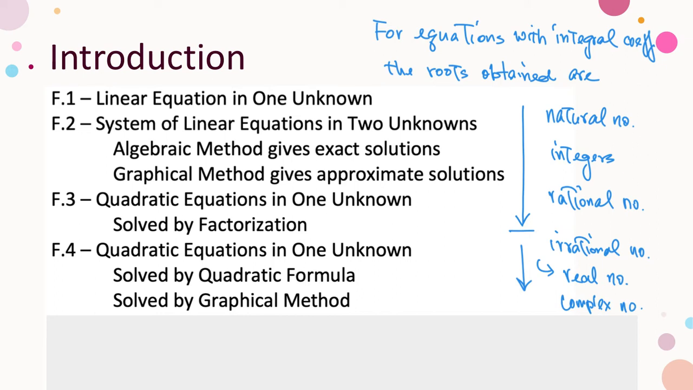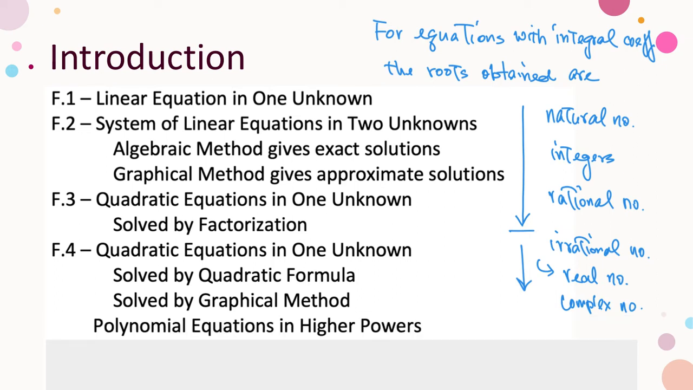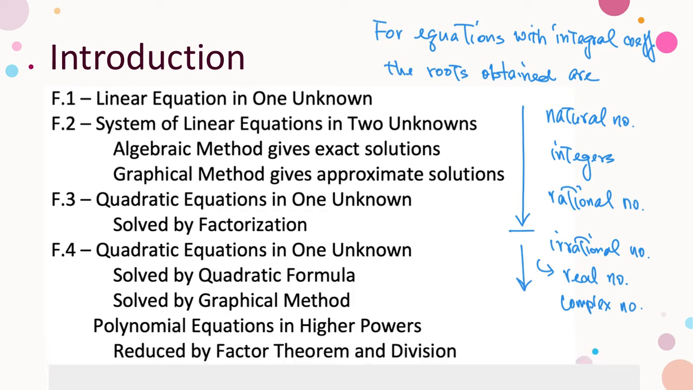In Form 4, we also learn how to solve polynomial equations with higher powers. The idea is to apply the factor theorem to find a rational root and then reduce the power of the equation by division. We are given a number of exercises where the polynomial equations can finally be reduced to a quadratic equation, so that the original equation is completely solved.